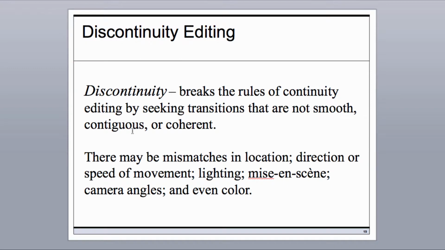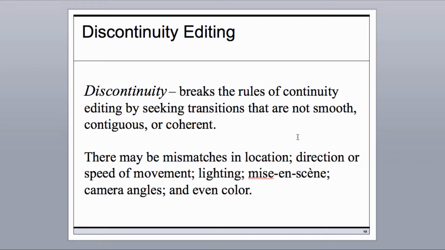Discontinuity editing would be breaking the rules to create the tension of a moment or situation that calls for discontinuity. So they're not creating transitions that are smooth or continuous or coherent. They're throwing things at you for a purpose when they go into this type of editing. There may be mismatches in location. You see one image, but then it looks like you see something else from a different location, and it becomes confusing. And that's what they want.